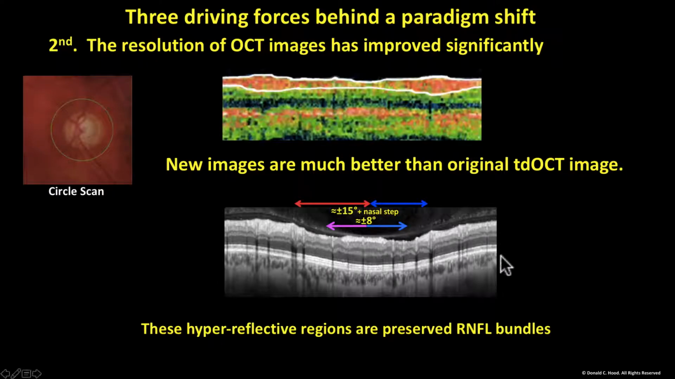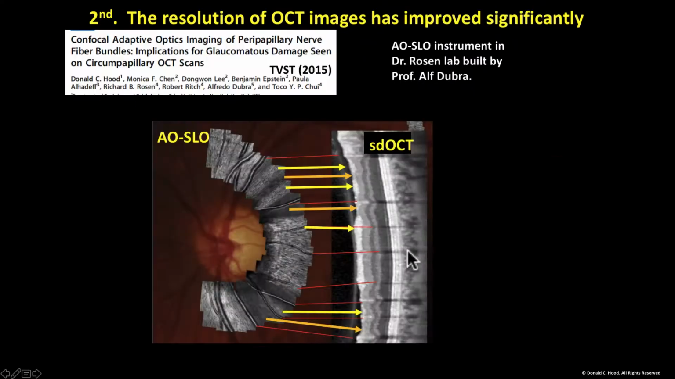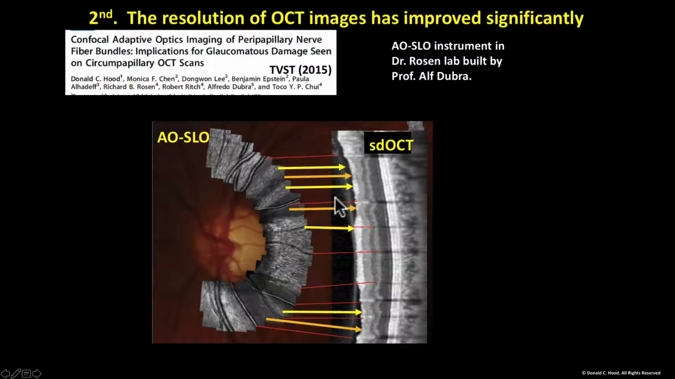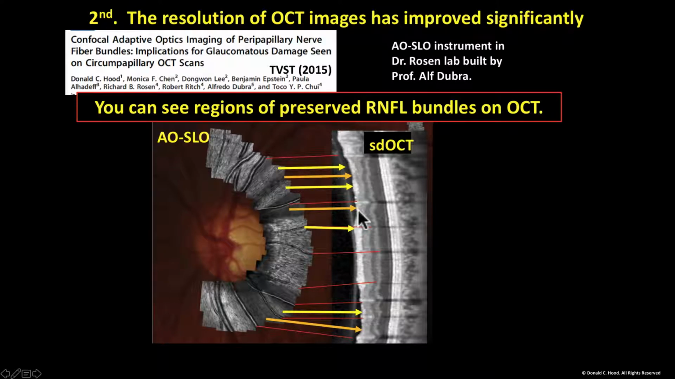And these hyperreflective regions that you see here and here, right? We know, as discussed earlier, that those regions correspond to preserved bundles. Wherever you see preserved bundles on the adaptive optics, you see a hot spot. Where you see no bundles, you see dark. So you can see regions of preserved retinal nerve fiber bundles on the OCT.